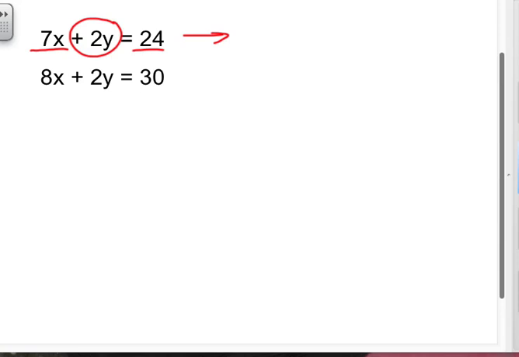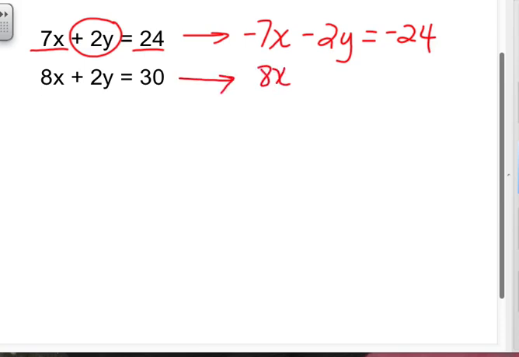So I'm going to alter or change this top equation so that it now reads like this. Negative 7x minus 2y equals negative 24. And you can do that as long as you're fair and everybody changes their sign in the whole equation. Knock yourself out. You can do that. Now the second equation does not have to change at all. It can stay positive 8x positive 2y equals positive 30.